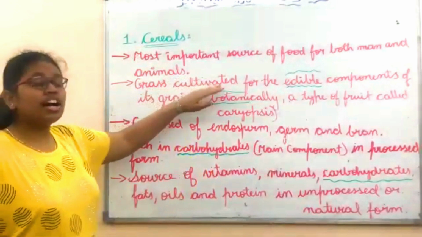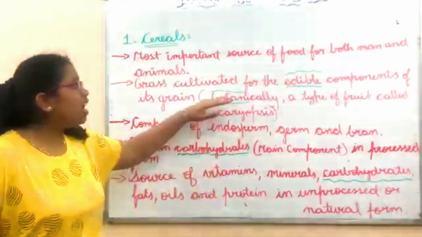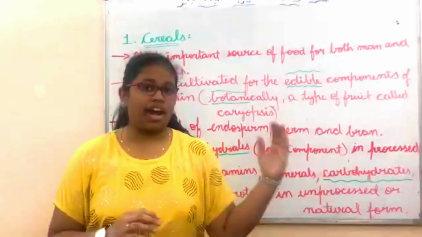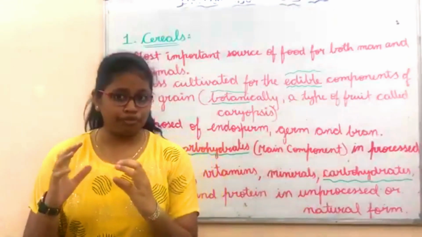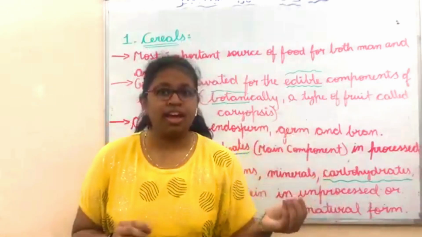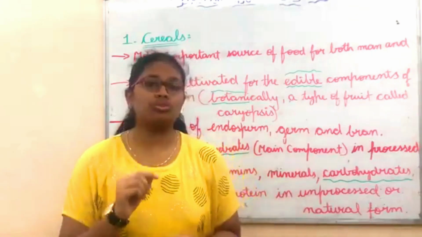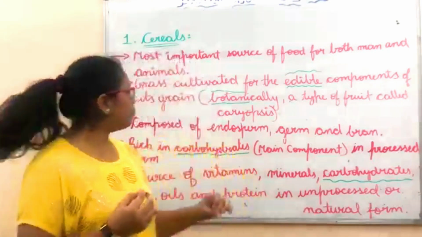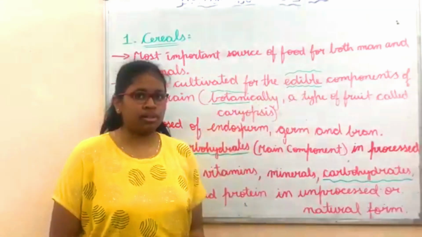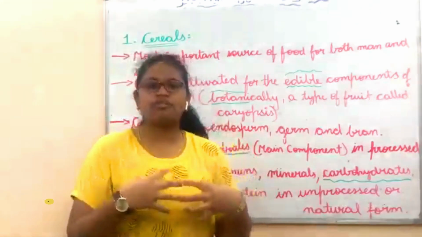Cereals are the grass cultivated for the edible components of its grain. Botanically, a type of fruit called caryopsis. Now, cereals are the grains of grass plant. As a tree has its own fruit, this wheat grass or the cereal grass has its own fruits called the grain, which is edible. For example, the wheat grass has its own grain called the wheat, which we eat. Now, let's look at this highlighted word, edible. What do we mean by edible? Edible means which is consumable or which we can eat as food.